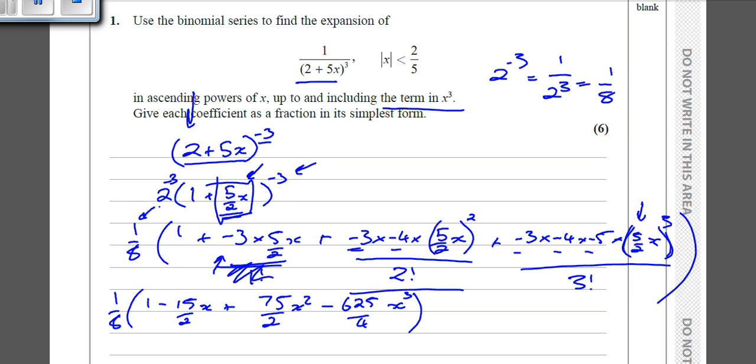So now what we do is we times it all by 1/8. And that will give us 1/8 minus 15 over 16x plus 75x squared over 16 minus 625 over 32x cubed. So that's how you do the binomials.